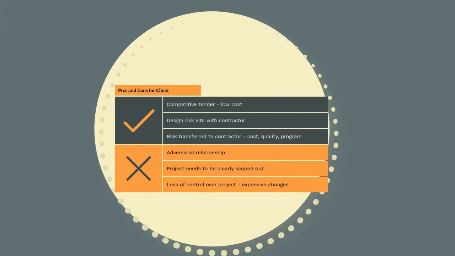So, similar to a construct-only contract, the pros and cons from the perspective of the client, a D&C contract will result in price competition between potential contractors, resulting in a lower price for the client. Contractors will cut risk contingency and profit margins to secure the project. Furthermore, under a D&C, the contractor is responsible for managing the design risk, and this is often a significant project risk. Again, under a D&C, most risks are transferred to the contractor, who is responsible ultimately for cost, quality, and program.